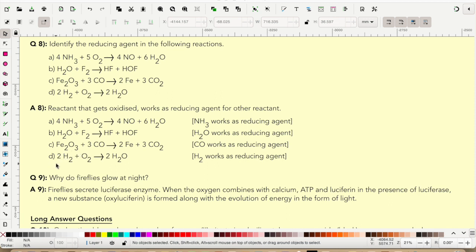Last equation is 2H2 plus O2 makes 2H2O. Here H2 is gaining oxygen to make H2O, so it is getting oxidized. It will work as a reducing agent for O2. Ninth question, why do fireflies glow at night? Answer is, fireflies secrete luciferase enzyme. When oxygen combines with calcium, ATP and luciferin in the presence of luciferase, a new substance named oxyluciferin is formed along with the evolution of energy in the form of light.